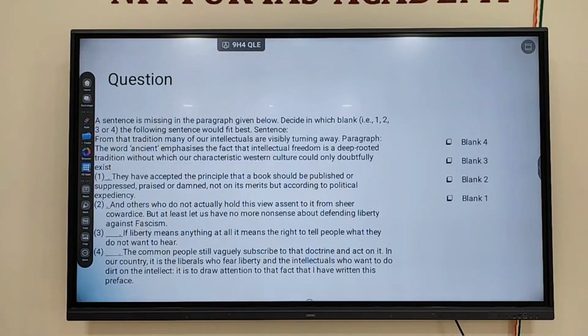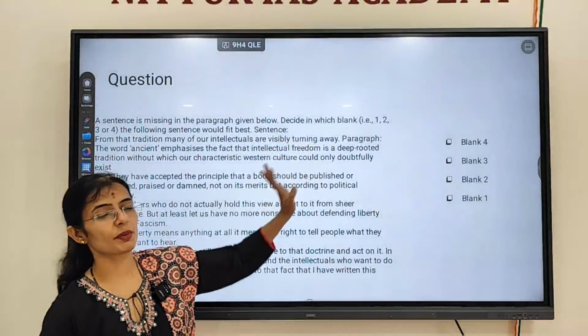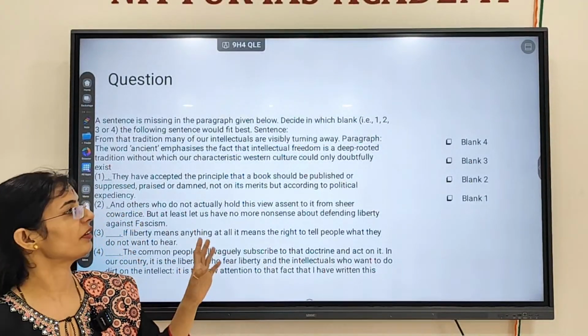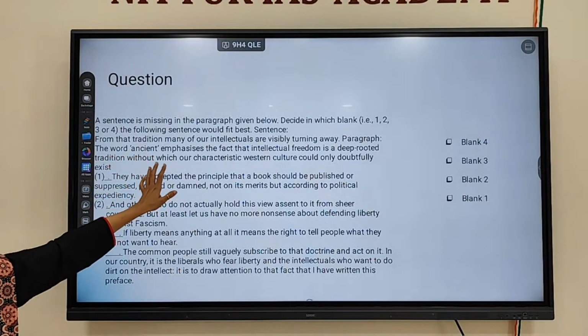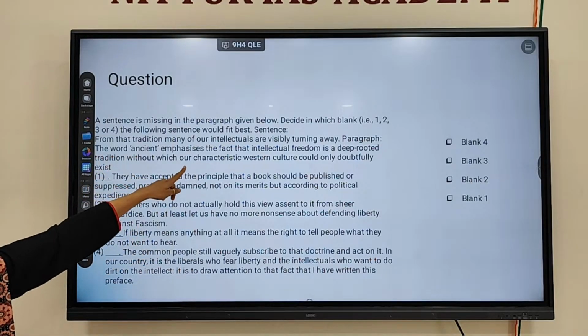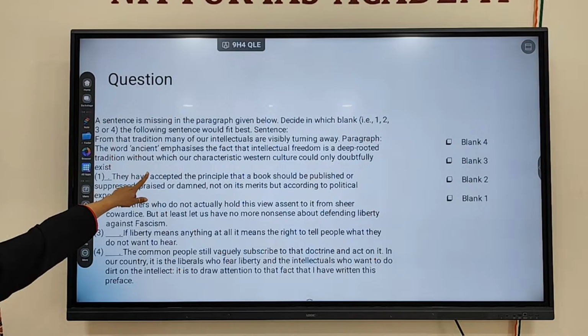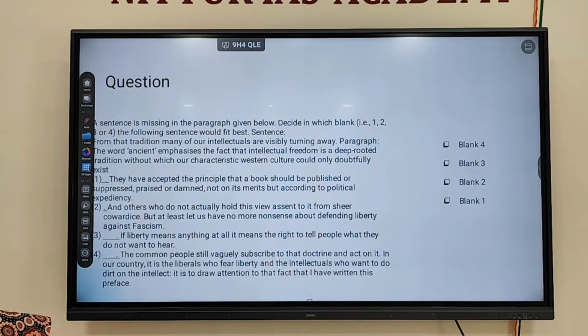Which one fits best? See here, from the tradition, people are turning away. Okay, that is one fact. Second, the author is trying to say that the freedom of tradition would not have existed. The word ancient emphasizes the fact that intellectual freedom is a deep-rooted tradition without which our characteristic culture also would not have existed.